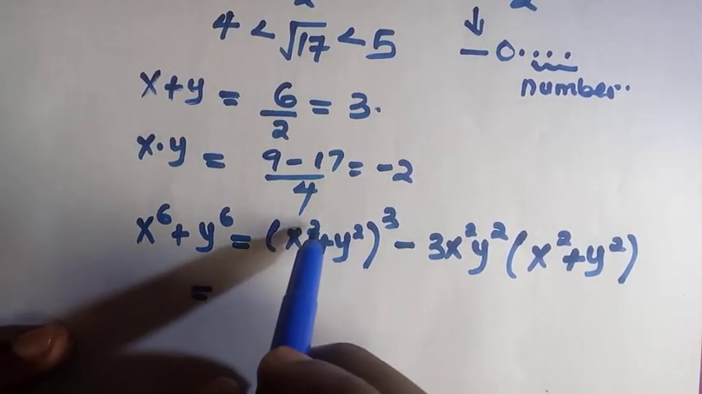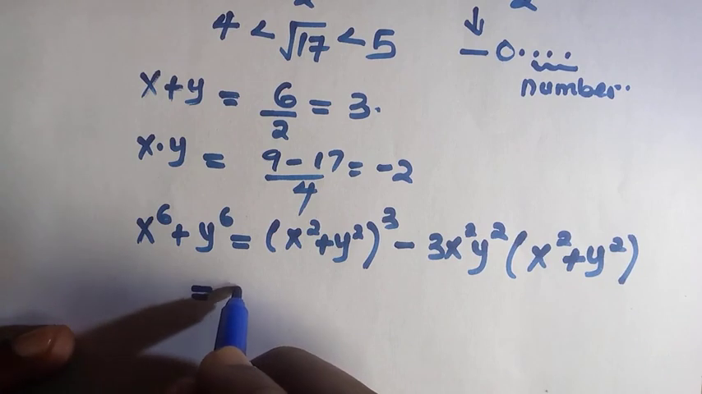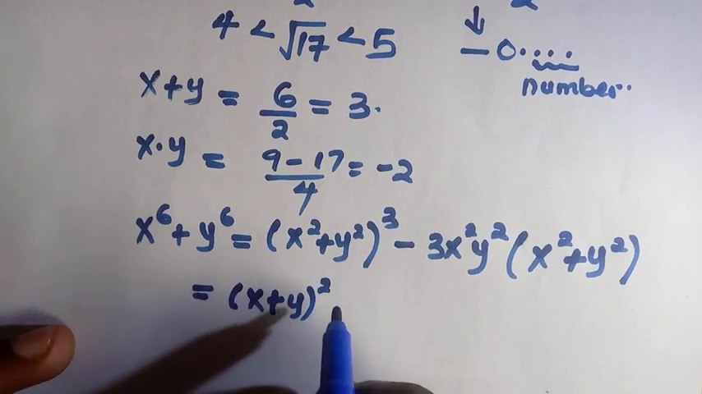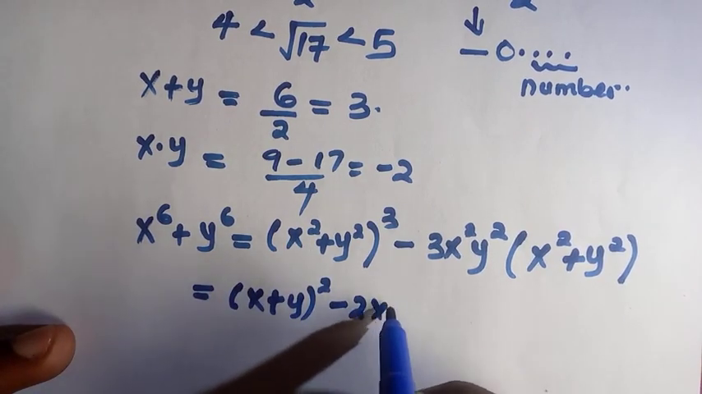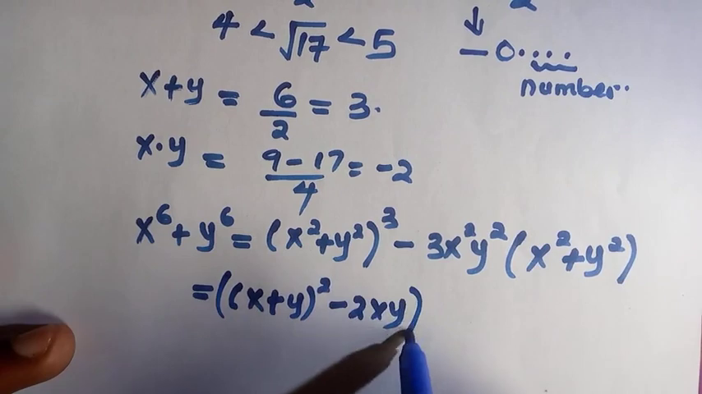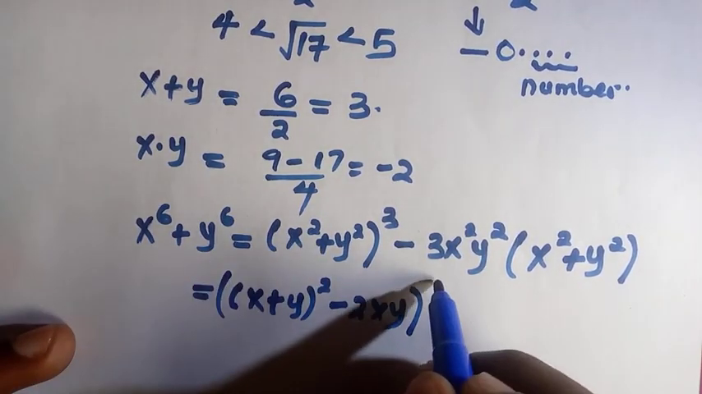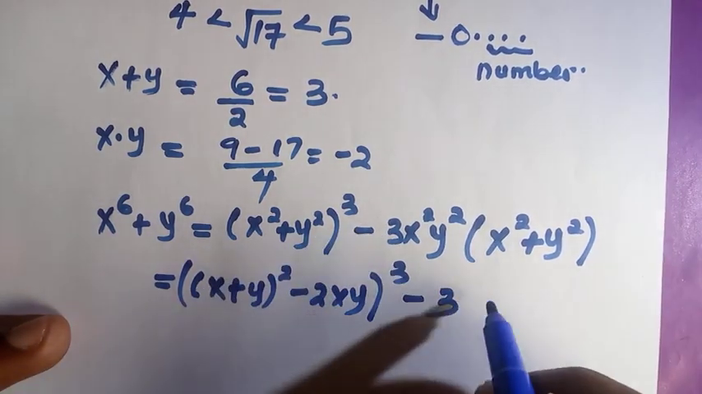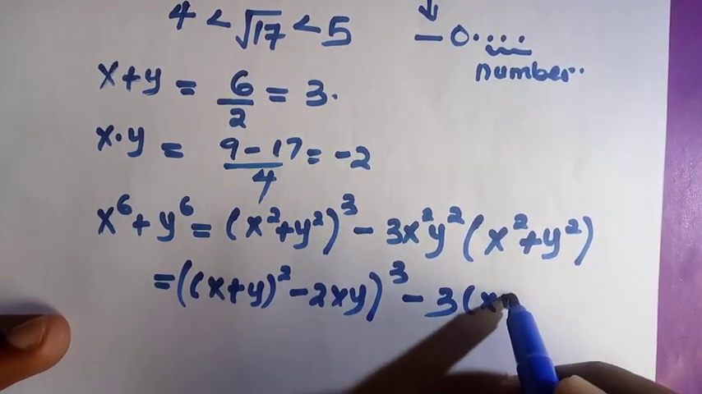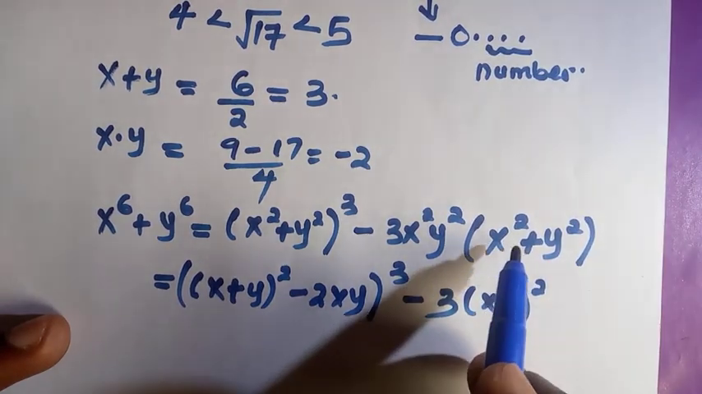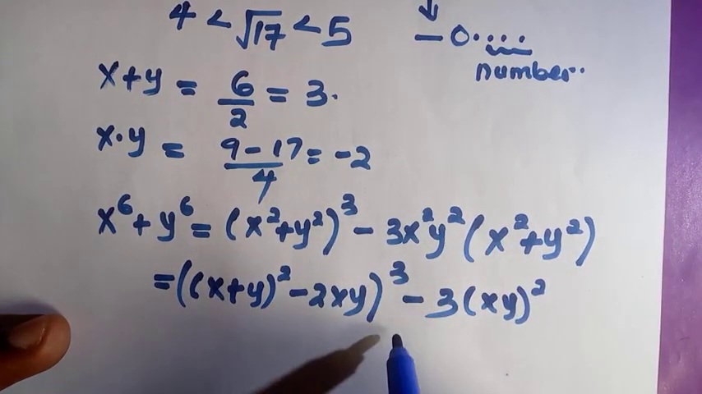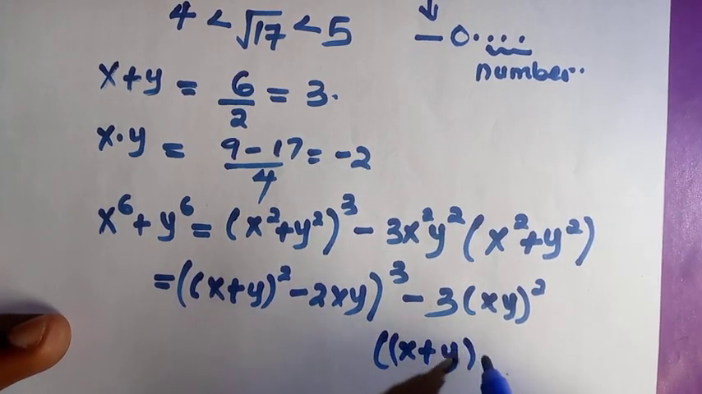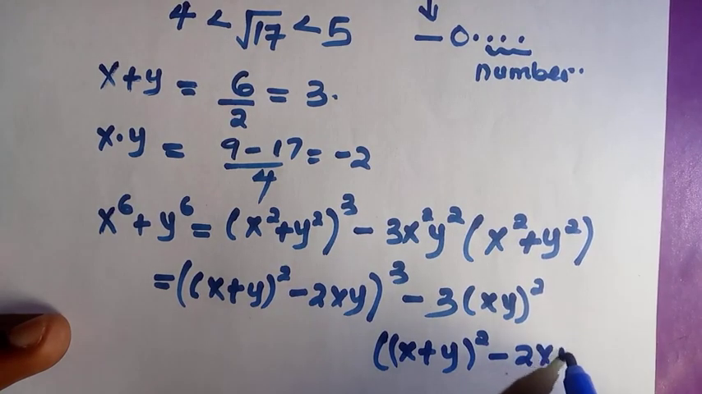Therefore, x squared plus y squared can also be written as (x plus y) raised to power 2 minus 2xy. We bracket everything and raise this to power 3, and for the other part we have minus 3 times (xy) raised to power 2, and for the last one, x squared plus y squared, as applied above, it becomes (x plus y) raised to power 2 minus 2xy.